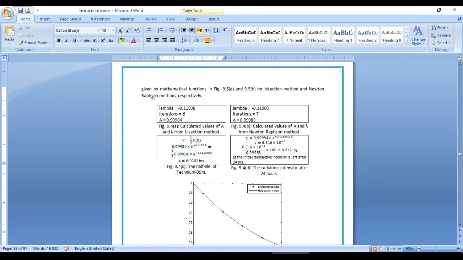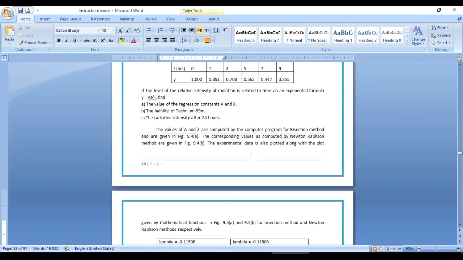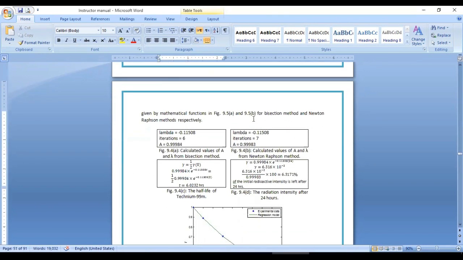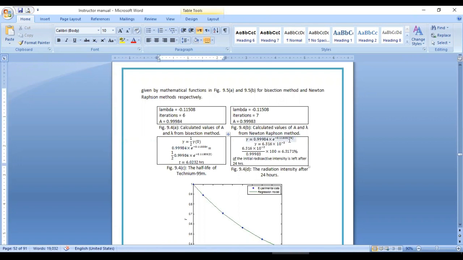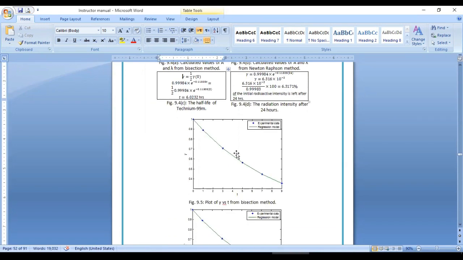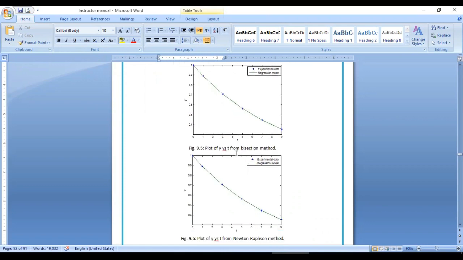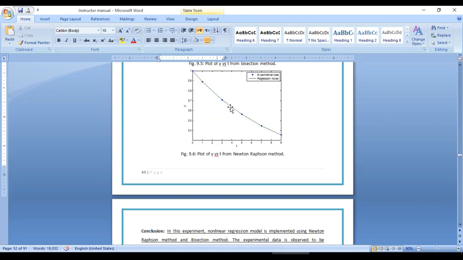And in the final part, the radiation intensity after 24 hours has to be calculated. And this is our final expression for gamma after calculating the values of a and lambda. And by putting t equal to 24, the value of gamma is equal to this, and in percentage it is actually equal to 6.3171%. So t is already given in hours, so we don't need to convert this 24 into seconds, and these are our plots of the regression model by using the Newton-Raphson and bisection methods.